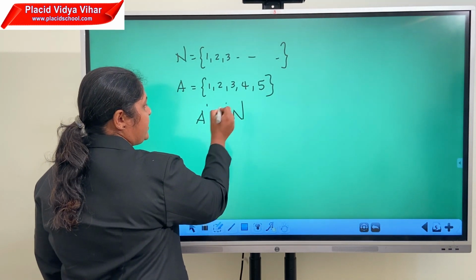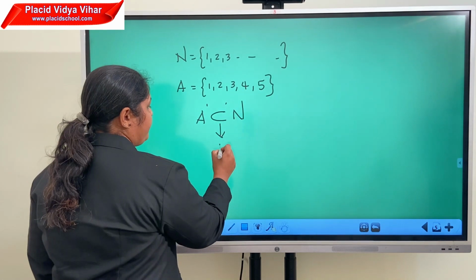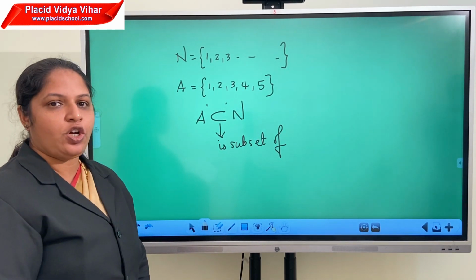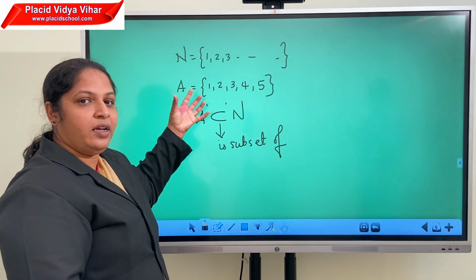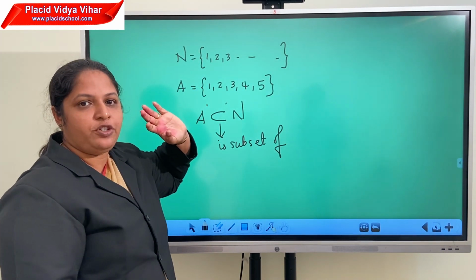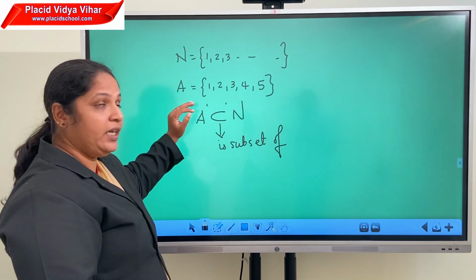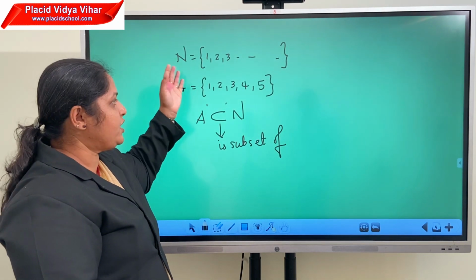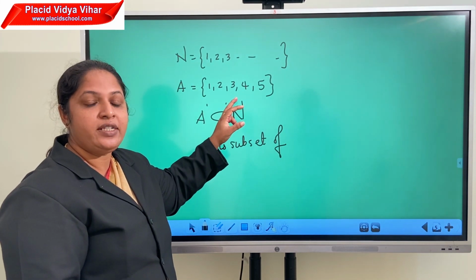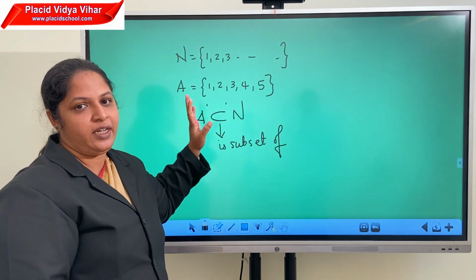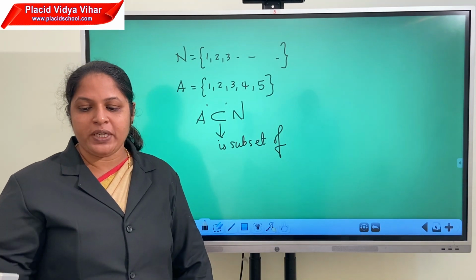This symbol is the symbol of subset of. It is read as "is a subset of". So A is a part of this set of natural numbers. Hence A is a subset of the set of natural numbers, and the basic set N is called the superset of A. Hope that topic is clear.